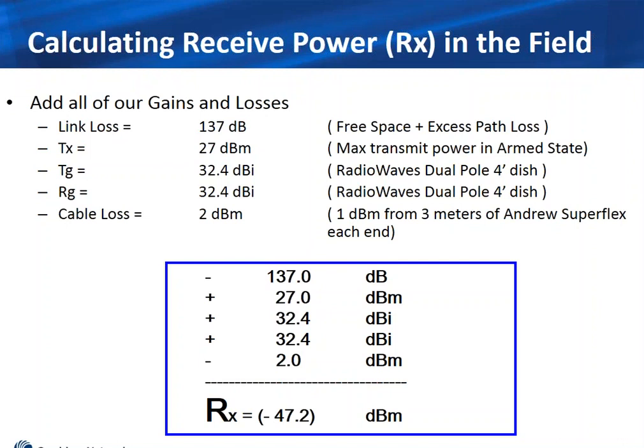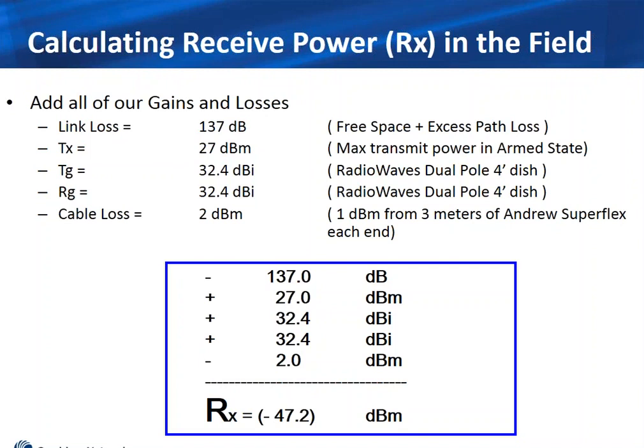I take my transmit power, which is my max transmit power the radio is set for, and generally when you're in ARM mode, that's what you're transmitting at. You're going to take your antenna gains, and in this particular example, I'm using 4-foot RadioWaves dual polarity dishes in 4 gigahertz. Of course, that's the example for here, and those are 32.4 dBi. And then lastly, I've got to attach my radio to my antennas, so I have some RF cable. That RF cable has a loss. We happen to sell something called Andrew Superflex, and we have a 3-meter cable that we sell quite a bit of that connects our outdoor unit, or ODU, to the antenna, and they generally have about 1 dB of loss at each end of the link. And so I add these up, and these are positives and negatives. Obviously, loss is a negative.